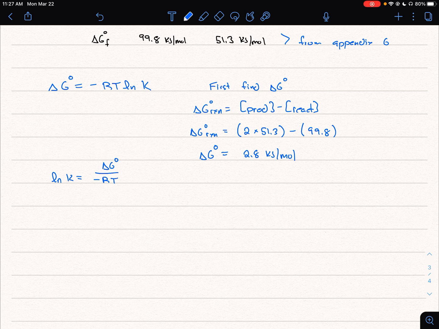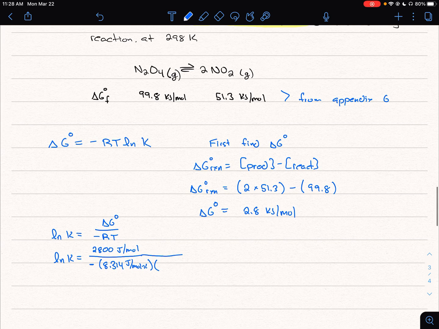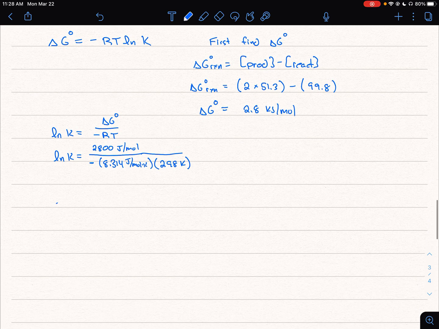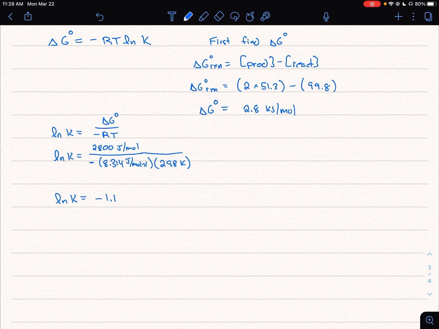And so we can start substituting in, watching units. Natural log of K is equal to, and be careful, R is in joules per mole, and this is in kilojoules per mole. So I'm going to switch this and say this is equal to positive 2,800 joules per mole divided by negative 8.314 joules per mole times Kelvin times, and we're told in the problem we're looking at 298, so that's our temperature, 298 Kelvin. And so our natural log of K, put that into your calculator, you should get negative 1.13.